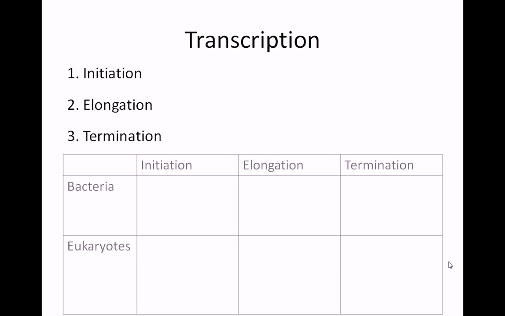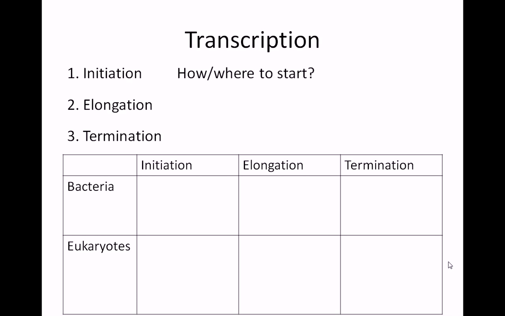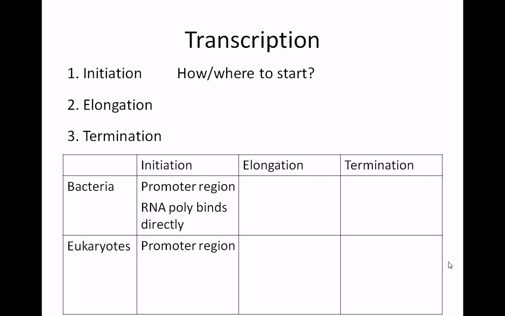Transcription can be divided broadly into three stages: initiation, elongation, and termination. We will compare these stages in bacteria and eukaryotes. Initiation deals with where transcription begins on a chromosome. In both bacteria and eukaryotes, transcription begins at a specialized DNA region called the promoter. In bacteria, RNA polymerase can bind to DNA directly, but in eukaryotes, other helper proteins called transcription factors must bind before RNA polymerase can.